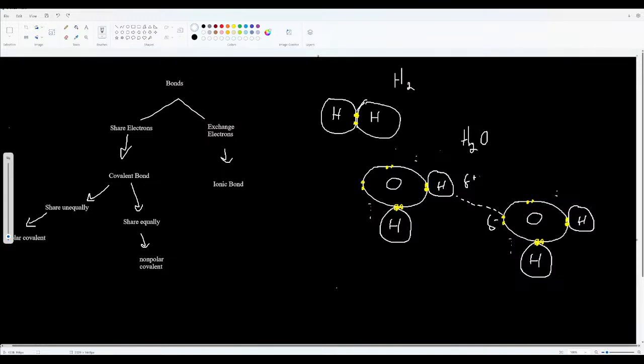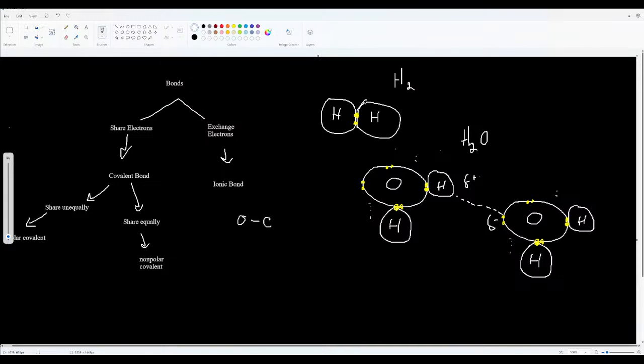So one big takeaway, one thing that you have to remember, is what bonds are polar and what bonds are non-polar covalent. So I'll tell you. Well, for one, anything bonded to itself is non-polar. The electronegativities just cancel each other out. They share equally. Perfect, right?